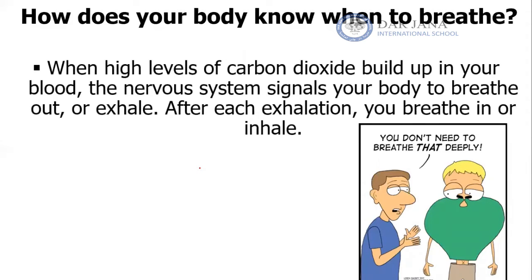Now, how would the brain control this process? You know that the cells are doing their cellular respiration and producing carbon dioxide, right? Now, carbon dioxide is going to build up in the blood, and then the nervous system is going to signal the lungs to exhale in order to get rid of this carbon dioxide. And after each exhalation, you are going to inhale, right? So again, breathing is controlled by the nervous system.